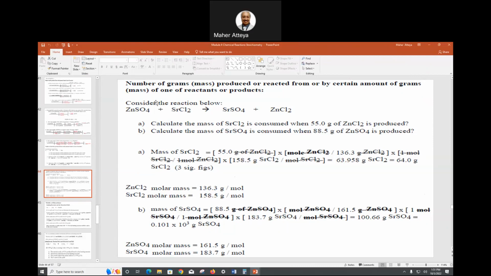Let me repeat. So first you start with whatever is given to you, the amount in grams, whether it's reactant or product. You divide it by the molar mass of the given compound, whether it's reactant or product.